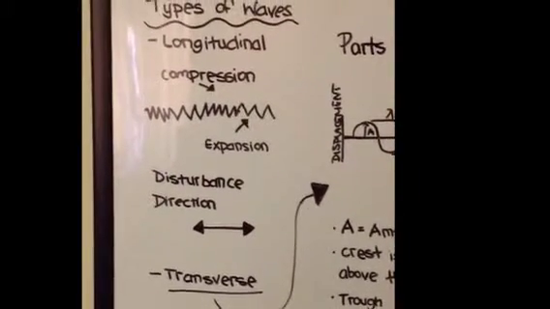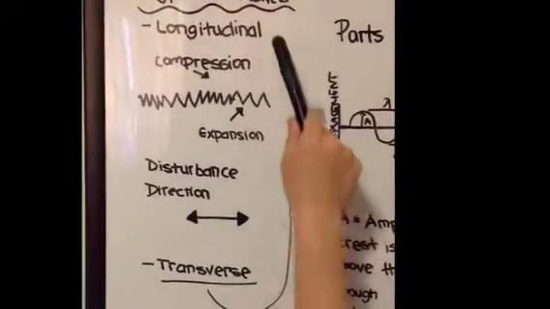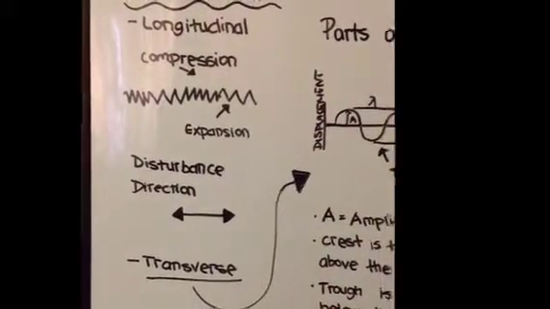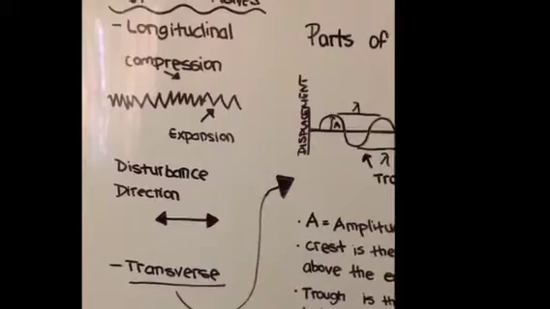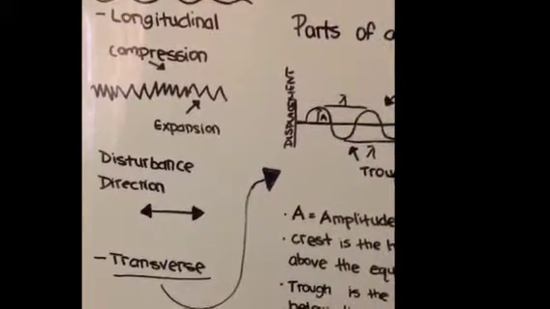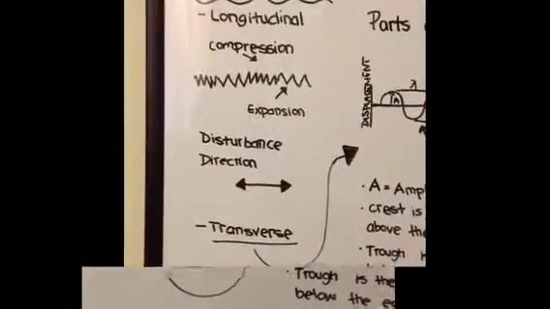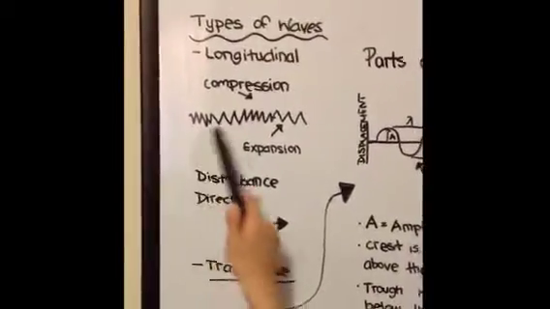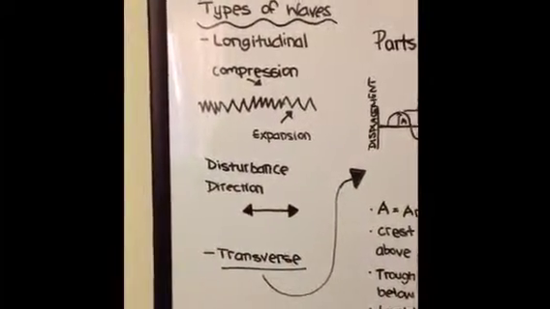There are two main types of waves. One is longitudinal, which is when the movement of the particles is parallel to the motion of the energy. Sound waves moving through the air are an example of this type of wave. As you can see, this is an example of a longitudinal wave.